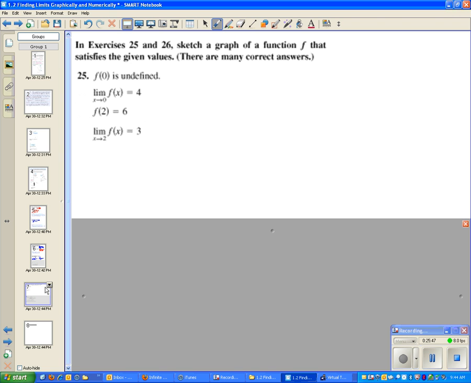All right, last example. Sketch a graph of a function f that satisfies the given values. And they tell us that there are many correct answers. So we'll come up with a correct answer instead of the correct answer. So on 25, we have to graph a function where f of 0 is undefined, where the limit of f of x as x approaches 0 equals 4, where f of 2 equals 6, and where the limit of f of x as x approaches 2 equals 3. All right, got a lot of things to do here. So make you a coordinate plane.